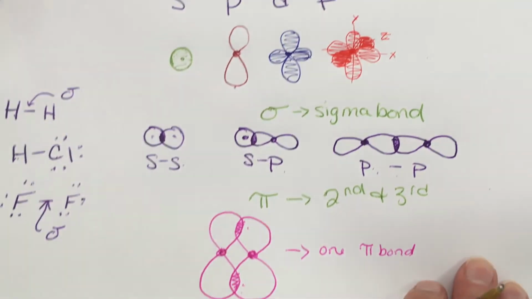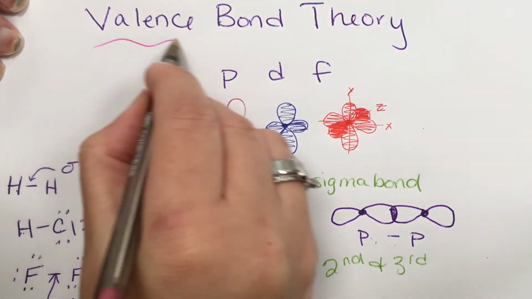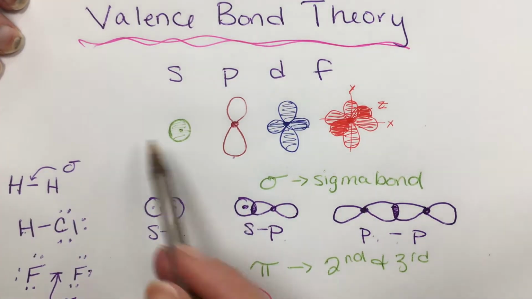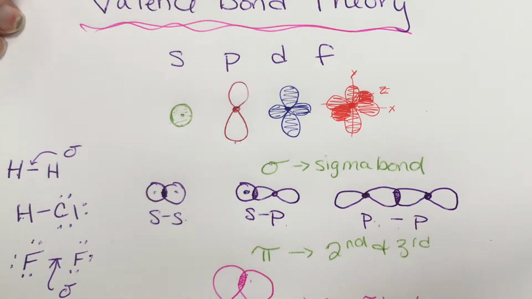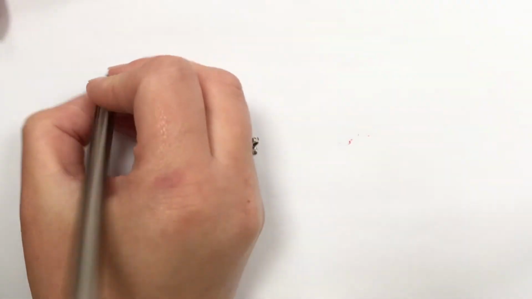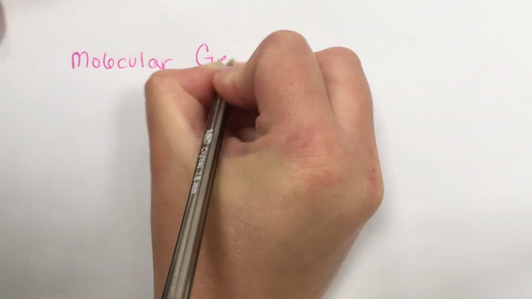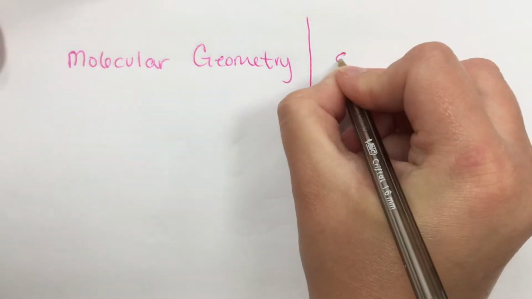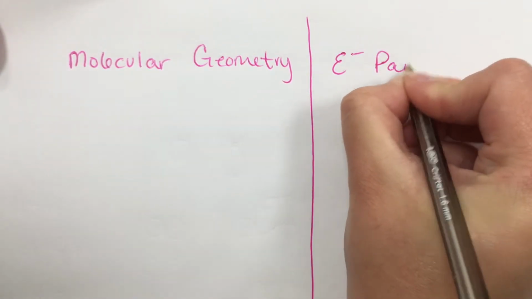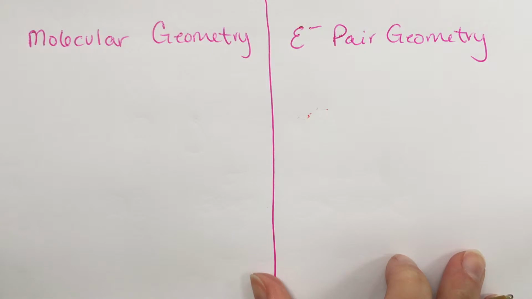Now, for the actual point I want to make today, not just valence bond theory. Valence bond theory covers a lot, talking about overlapping of these, but you do need to know the difference between sigma and pi bond. That's more vocabulary. But the main focus for today, I want you to look at molecular geometry versus electron pair geometry. So molecular geometry versus electron pair geometry.